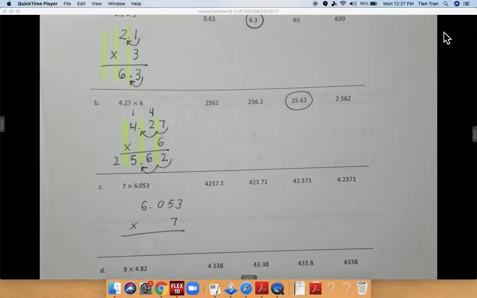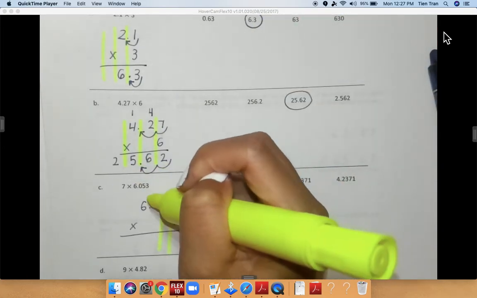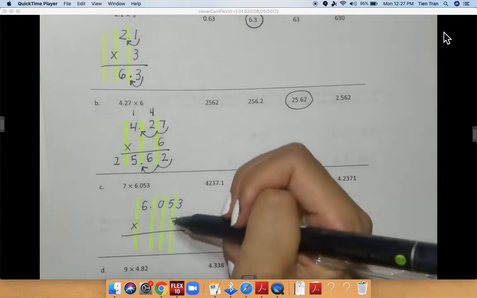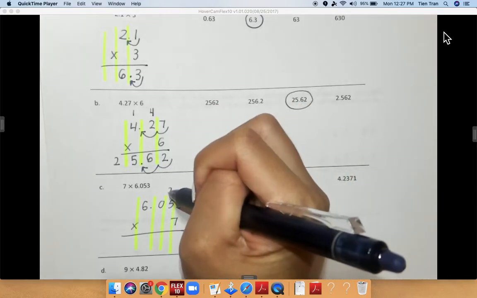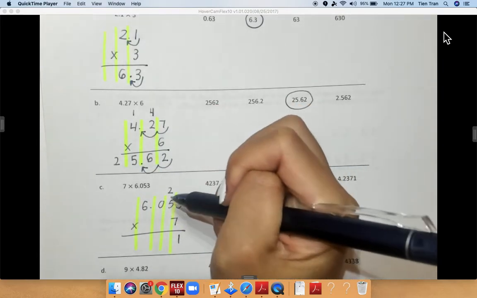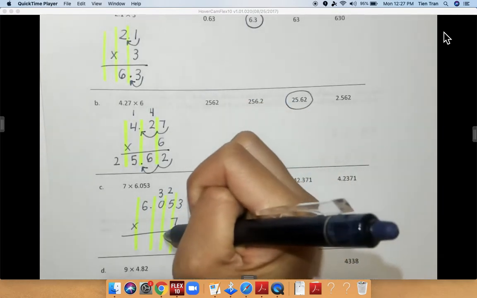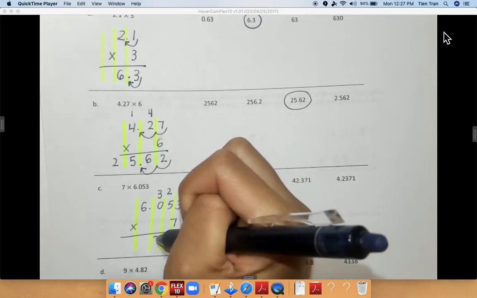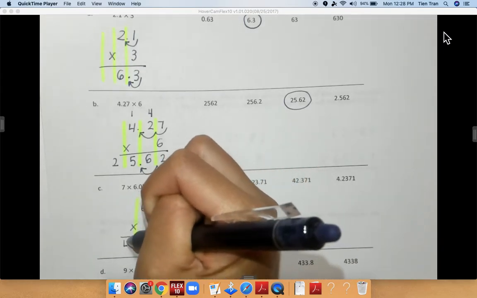Now I'm moving to problem C. For problem C, I'm going to make sure all of my numbers are lined up correctly. I'm drawing lines so it's easier to know that only one number goes in each place. 7 times 3 is equal to 21. 7 times 5 is equal to 35. 35 plus 2 is equal to 37. 7 times 0 is equal to 0, plus 3 is 3. 6 times 7 is equal to 42.